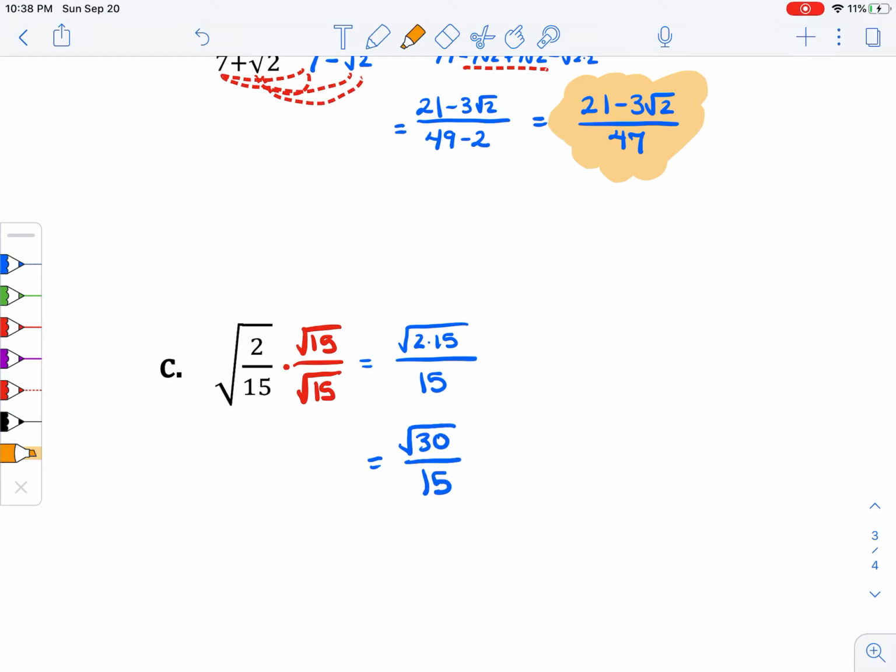Real quick, remember you want to check and make sure that you don't have any perfect squares that divide anything under the square root. So just check really quick, 30 divided by 9, it's not divisible. 30 divided by 16, not divisible. 30 divided by 25, not divisible, you're good. So then this is your final answer.